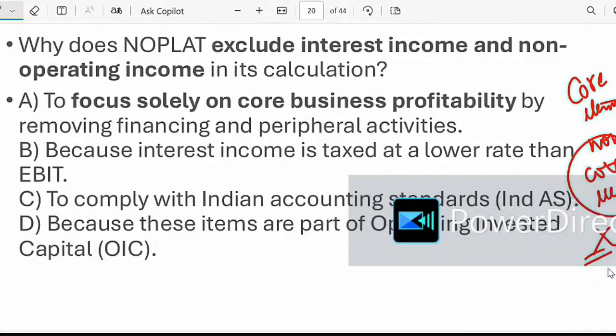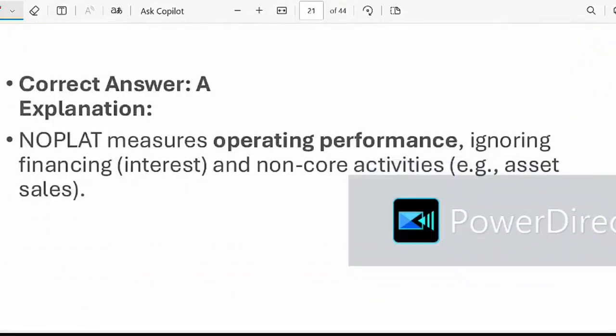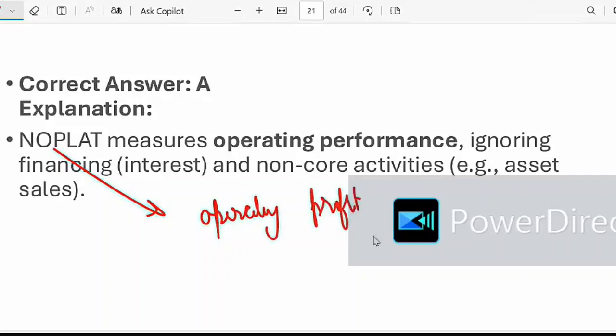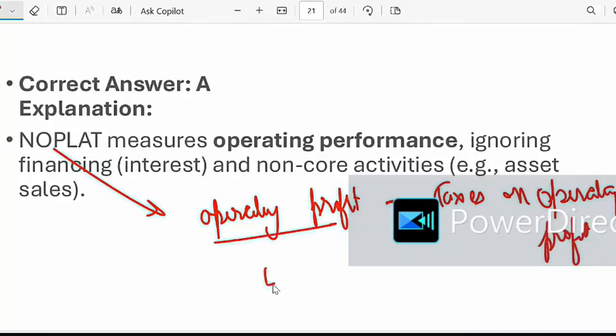So remember, what is the formula for NOPLT? The formula for NOPLT is very simple: operating profit minus taxes on operating profit. That's it, right? Just it. So operating profit may be your EBIT. It may be possible that it is EBIT. We don't want to include things that are not related to the core business. I hope the concept is clear.